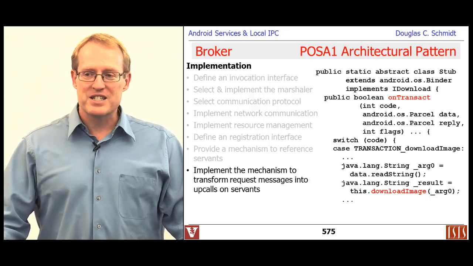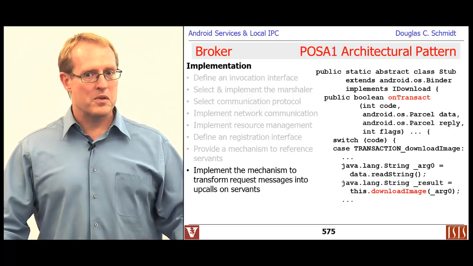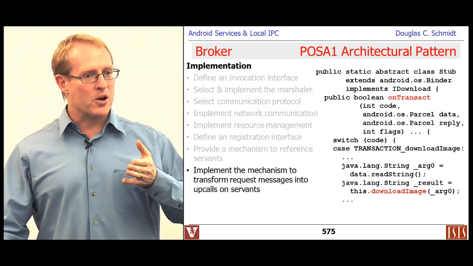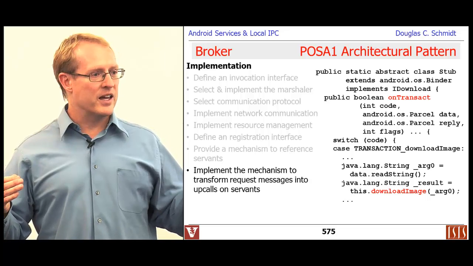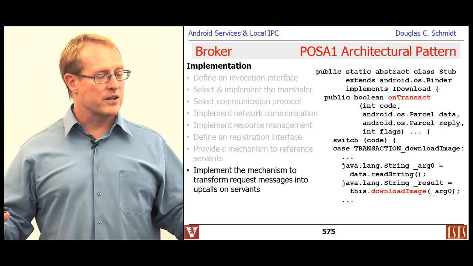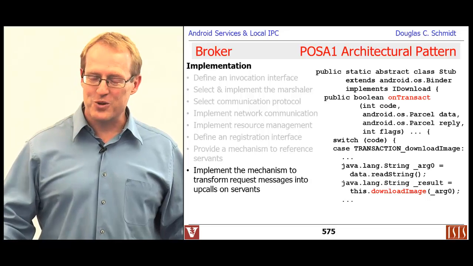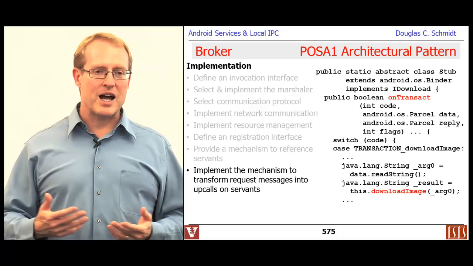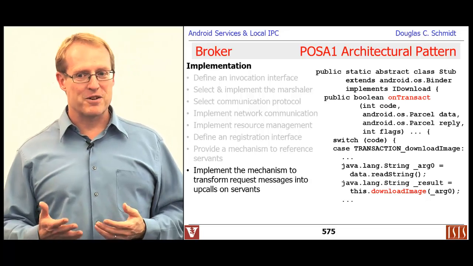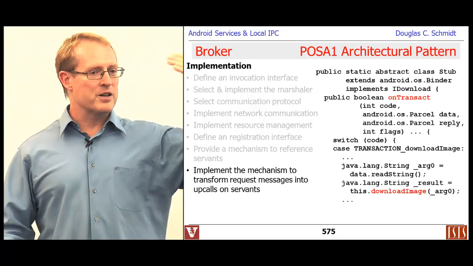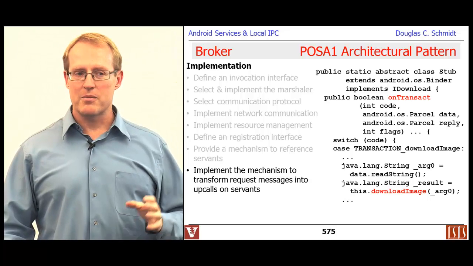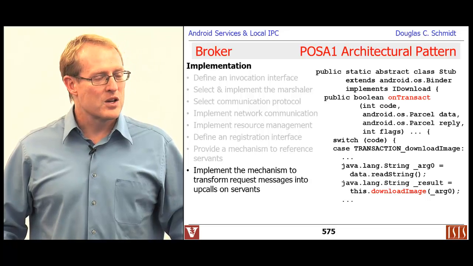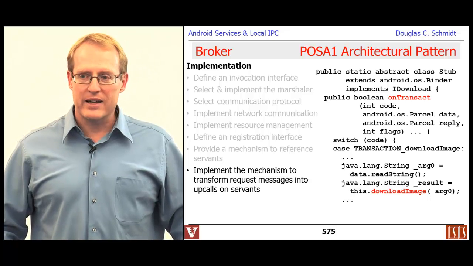Another thing we need is some kind of mechanism to be able to transform these request messages that are coming in from the requester into upcalls that are dispatched on a method defined by our servant. Now keep in mind, in the case of Android, the servant is basically whatever, typically an anonymous object that subclasses from the stub, and then fills in the various methods that have been defined on that stub in order to carry out the work that was described in the AIDL interface. So in this particular case, this is handled by the stub.